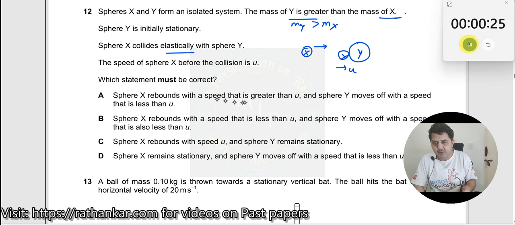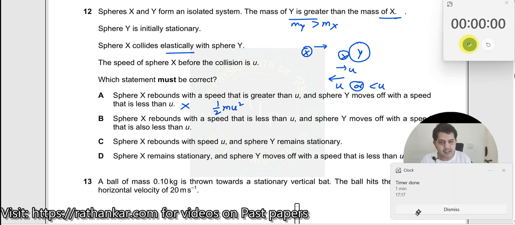Speed X rebounds with a speed that is greater than u. See, if it collides with X and there is no energy being lost, that means it can also bounce back with a velocity u or less than u. It cannot bounce back with a speed greater than u. So this is definitely incorrect, because if it bounces back with a velocity greater than u, that means your half mu square would be larger.